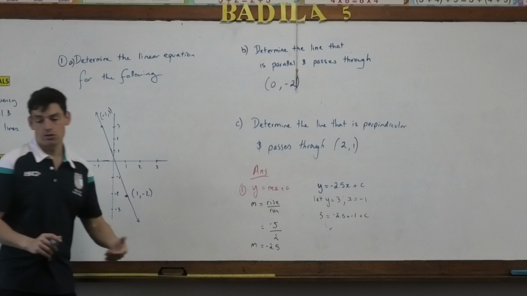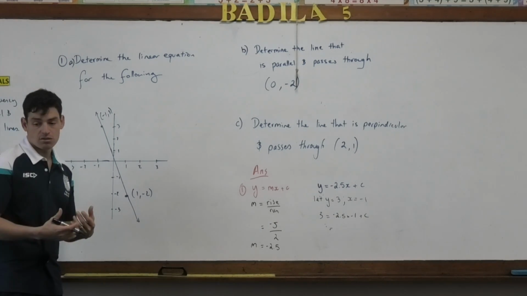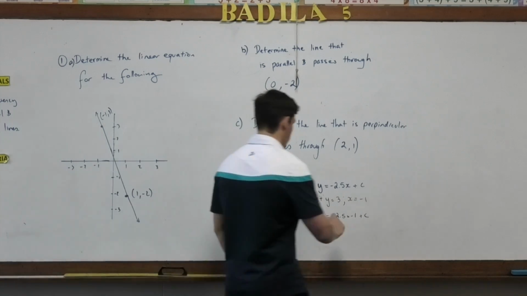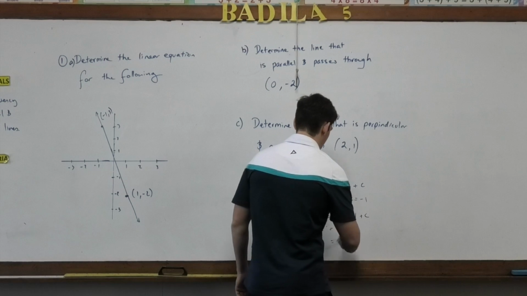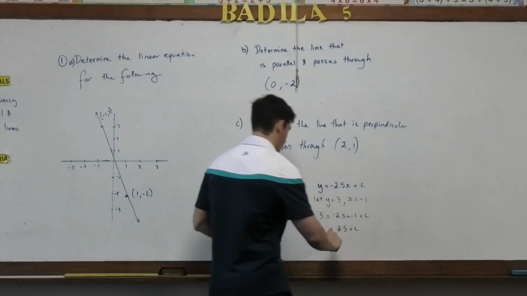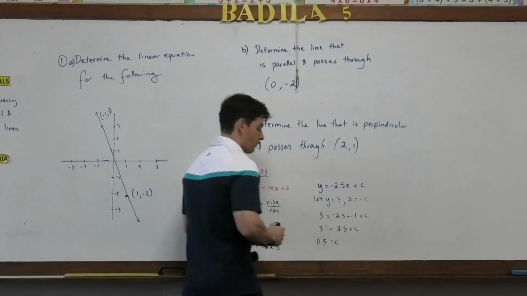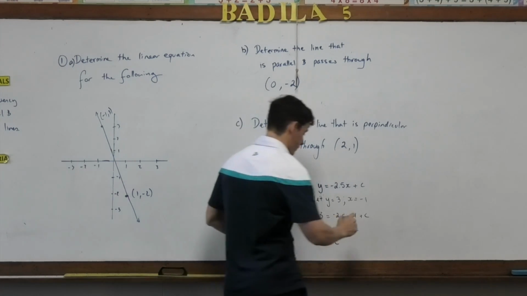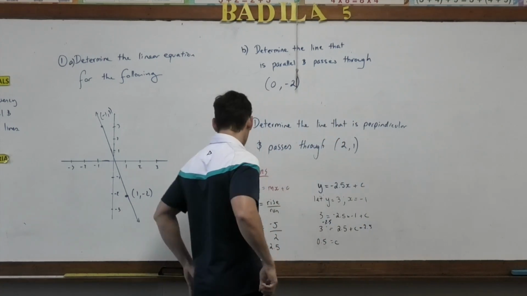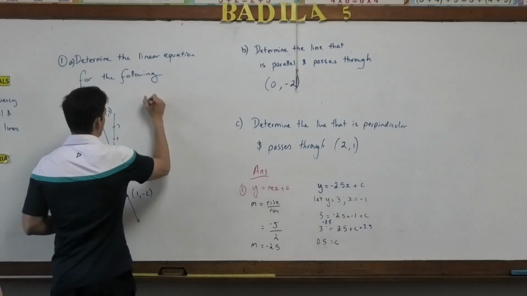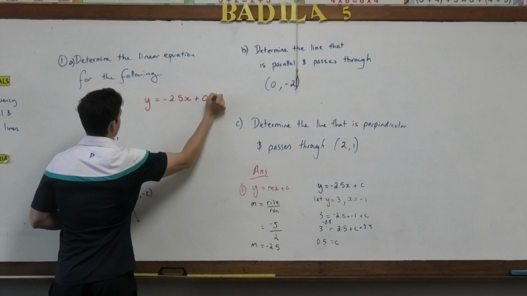From this point, what must I do? On the right hand side, before I can rearrange, I have to simplify. So I've got negative 2.5 times negative 1, which is just positive 2.5. Now I can minus 2.5 from each side, and I'm left with 0.5. Cool. Am I done yet? What do I need to do? Put it back into my equation. So my final answer should look like this: y equals negative 2.5x plus 0.5.